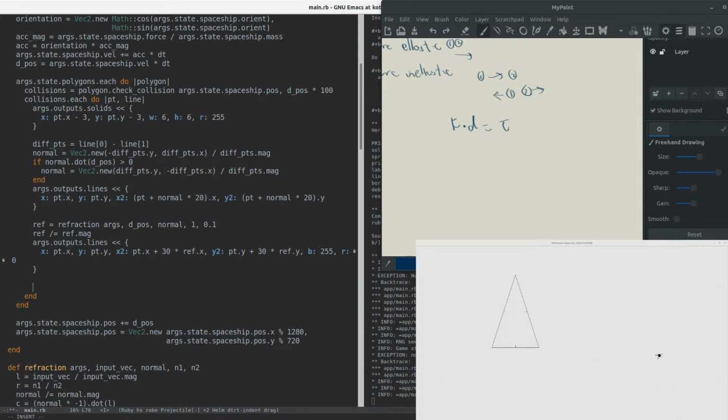Let's see, difference in the points. So we now have our refraction direction. For now, I'm going to say that our d position is equal to our refraction. I'm not going to bother to compute the exact collision point, just because it becomes a little bit more tricky.